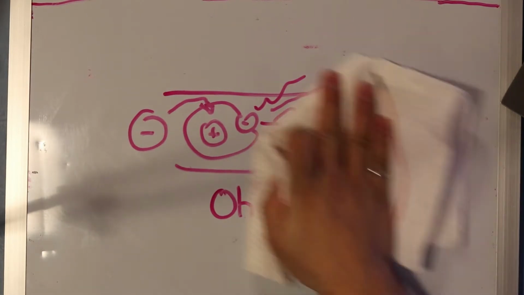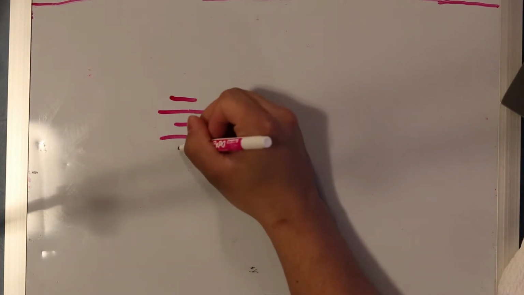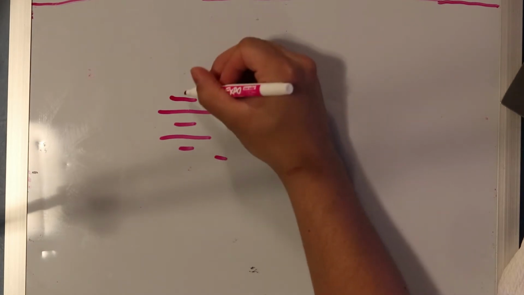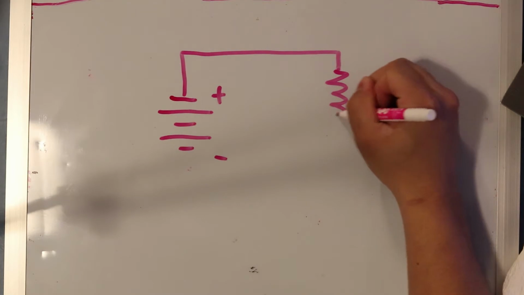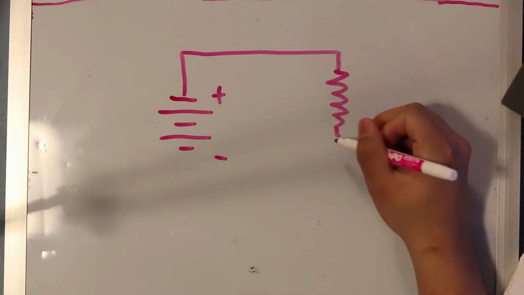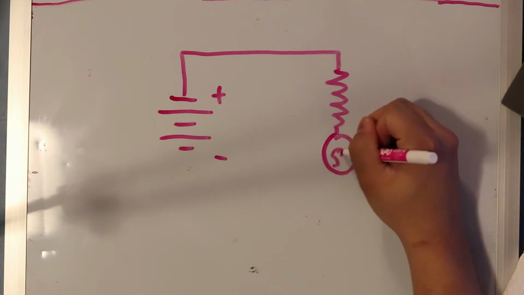Now let's draw a circuit to give more of an example of what's going on. So we are going to have a battery here, plugged into a resistor, and that's a resistor's symbol, as well as a light. Let's just draw it like that.